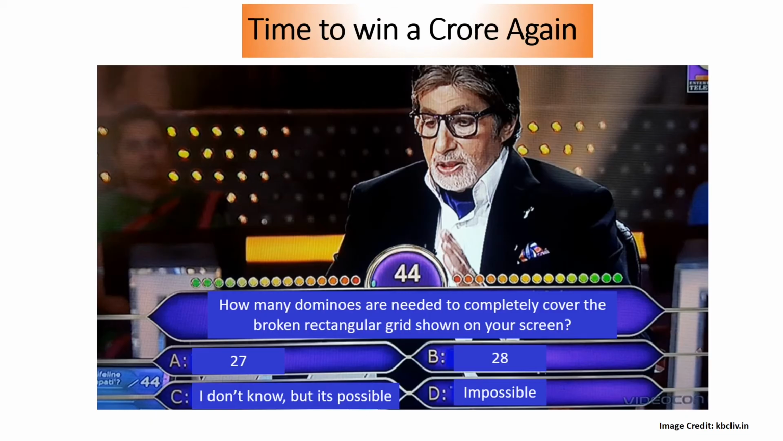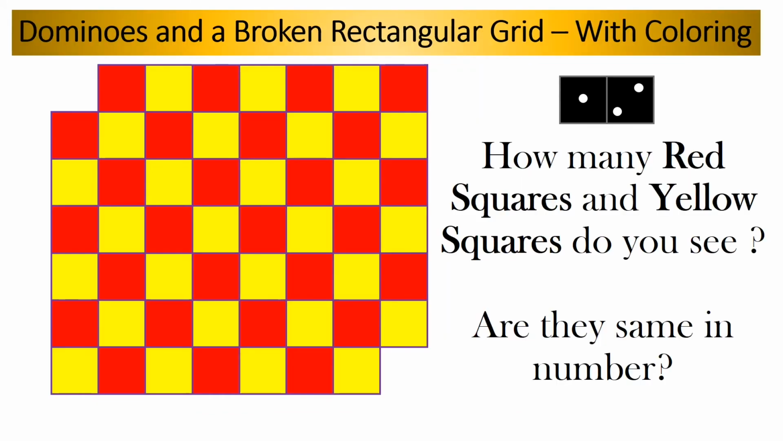Okay, the next question to win a crore again. How many dominoes are needed? Option A, 27. Option B, 28. Option C, I do not know, but it's possible. And option D, it's impossible. Well, this time, I don't think we'll need the 50-50 lifeline. It should be 27, right? So in this case, it is actually possible to completely cover this grid.